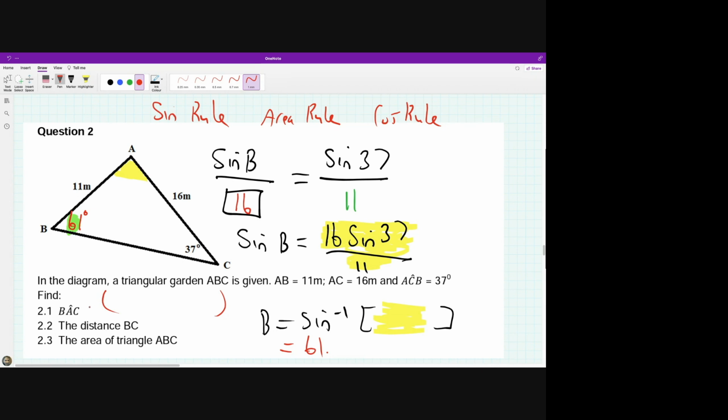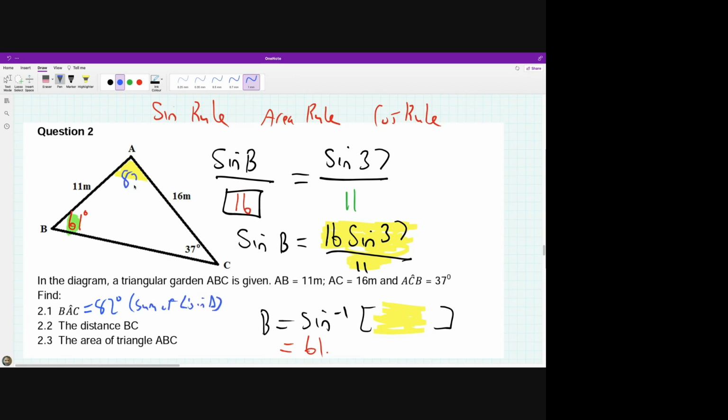I want to know, what is the size of angle BAC going to be? Yeah, so Stephen has said it's 82, and I think what Stephen has done, 180 minus 61 minus 37 gives you 82, and the reason would be sum of angles in a triangle.